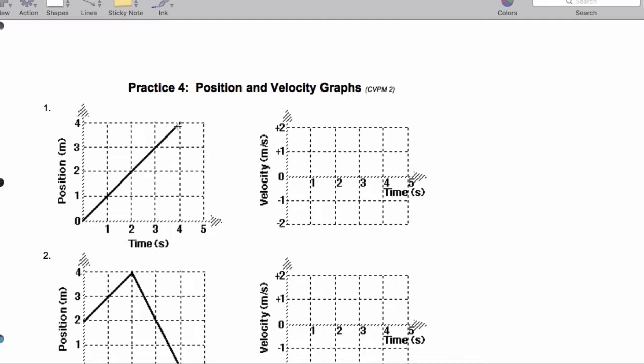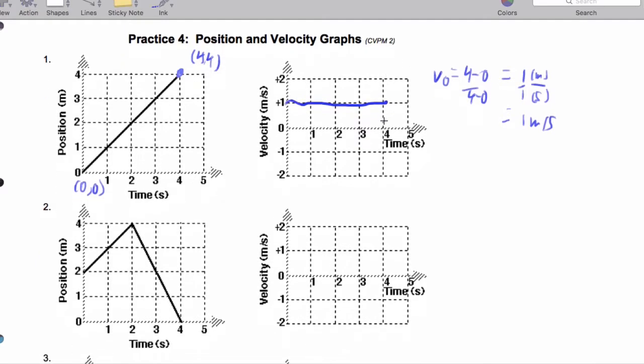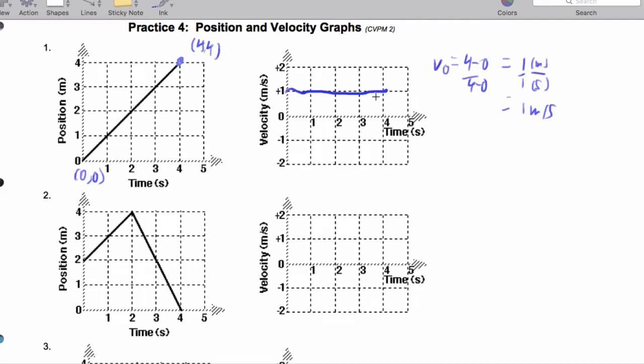So I have this graph here, 4, 4, and 0, 0. And so to get the slope, V naught is going to be 4 minus 0 over 4 minus 0. That's the rise over the run, so that's 1 over 1. The rise unit is meters, the run unit is seconds. So we get 1 meter per second as our velocity. It's a flat line that goes across like that.